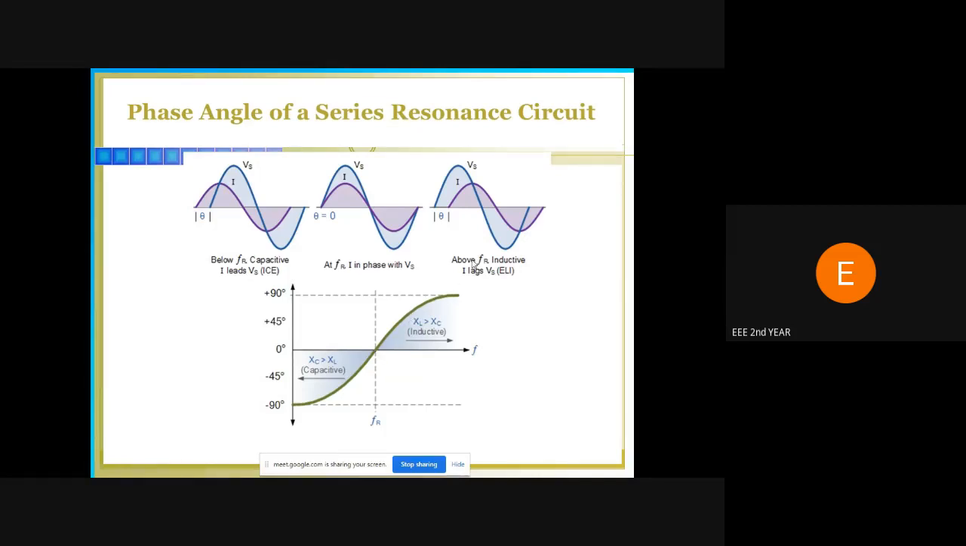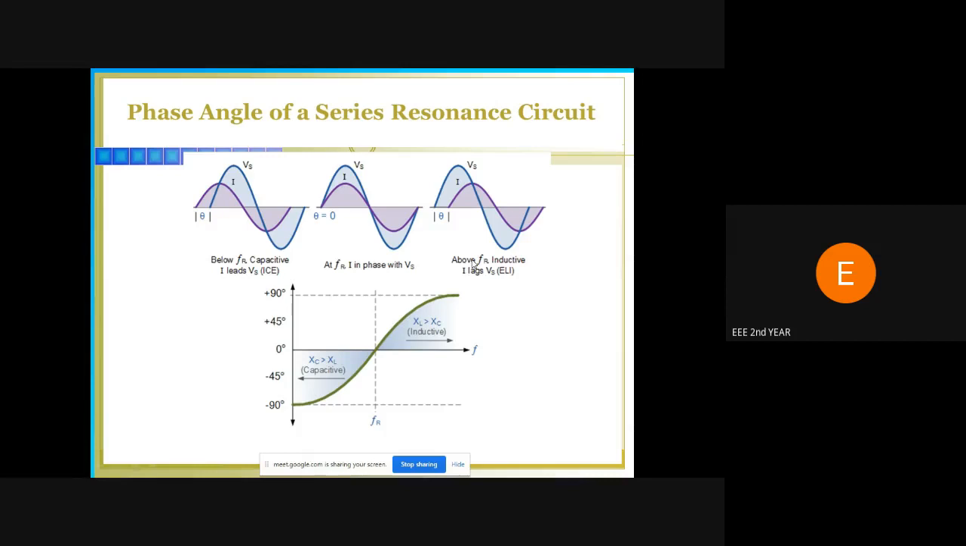Then, when we increase the frequency above the resonant frequency, the inductive reactance is greater than your capacitive reactance, and the voltage across the inductor is greater than the voltage across the capacitor. Right? So in this case, the current lags behind your voltage by 90 degrees.